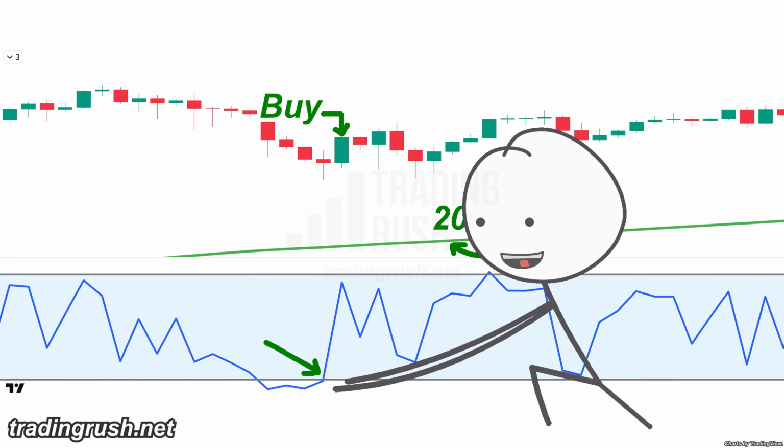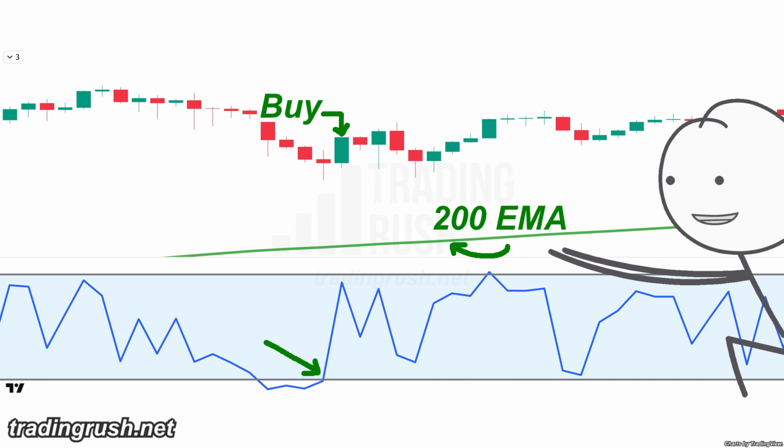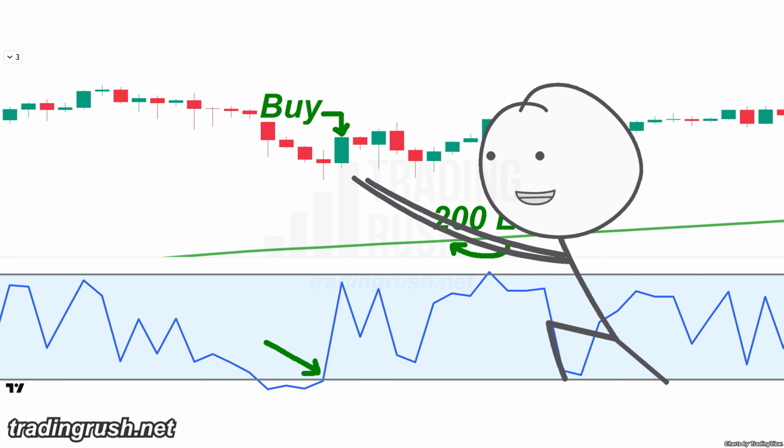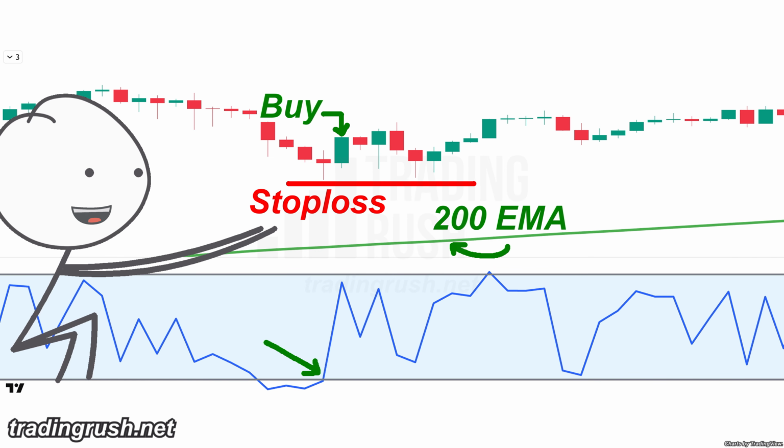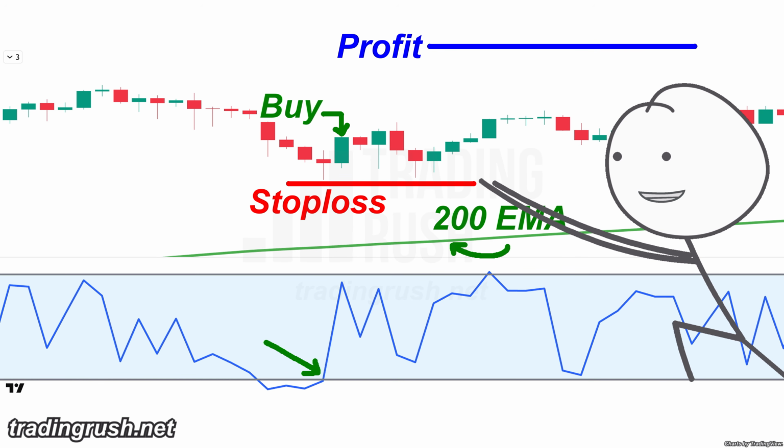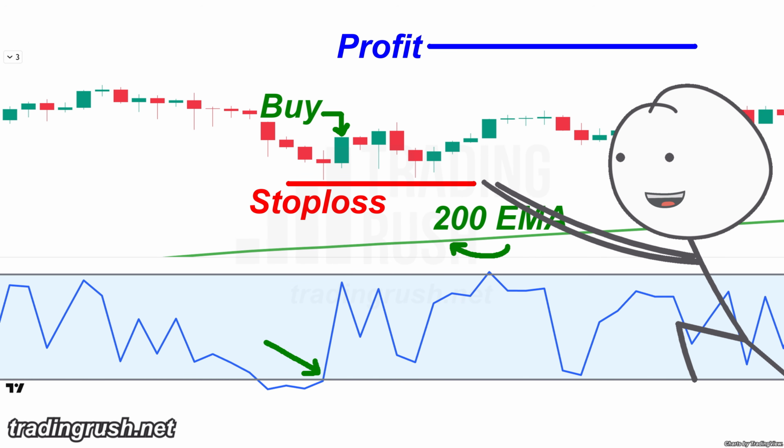When the CRSI line came out of the extreme oversold zone, and if the price was above the 200 period moving average, then I took a long entry. I set the stop loss below the swing low of the trend, something like this. I set the profit target at 1.5 times the stop loss distance in my testing.